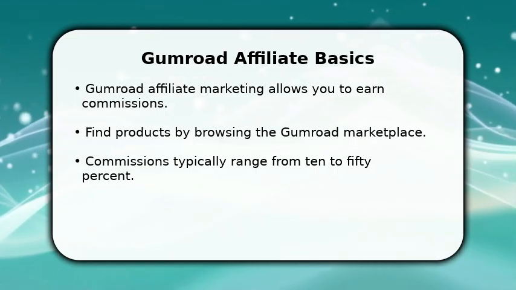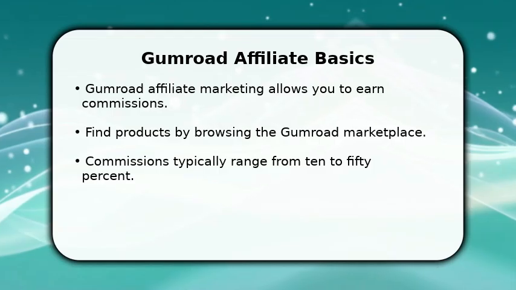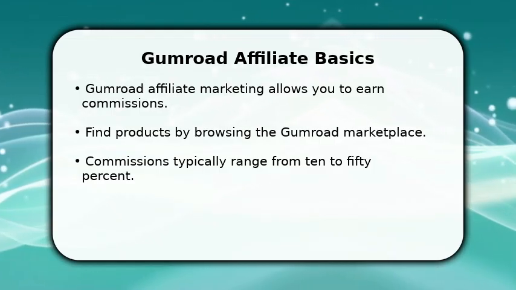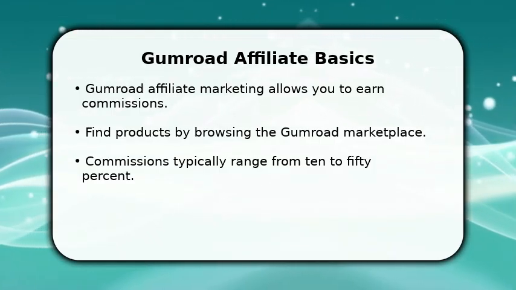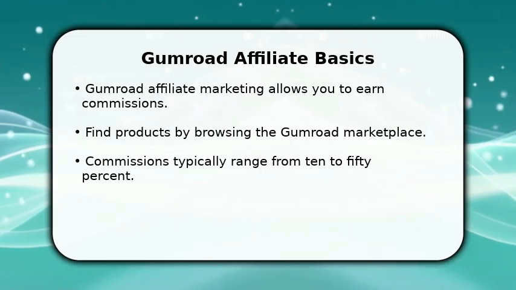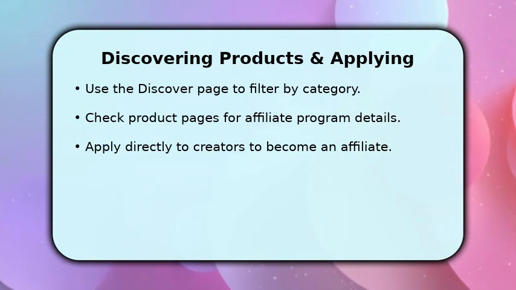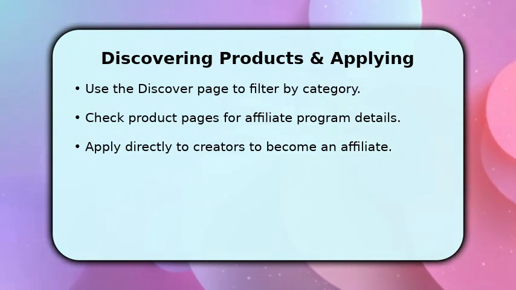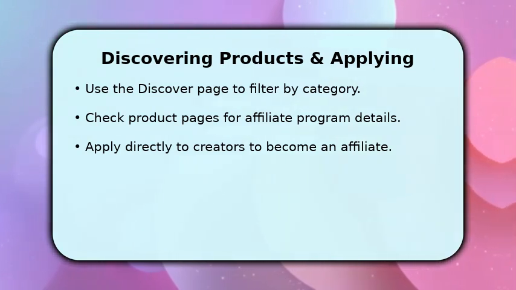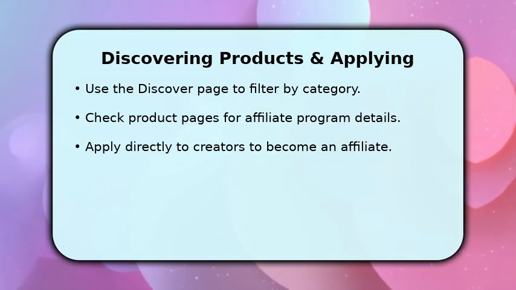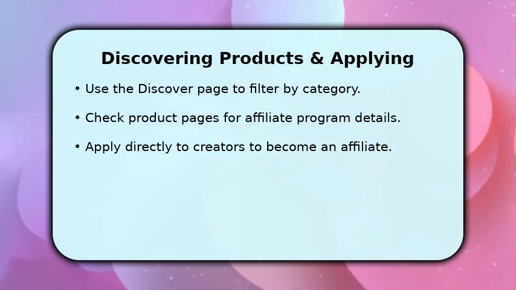Many creators offer generous commission rates, often between 10 and 50%, providing a great opportunity to earn passive income by promoting products you genuinely believe in. Finding the right products is key to your success. On the Gumroad Discover page, you can filter by categories like digital art, software, or ebooks to narrow your search.